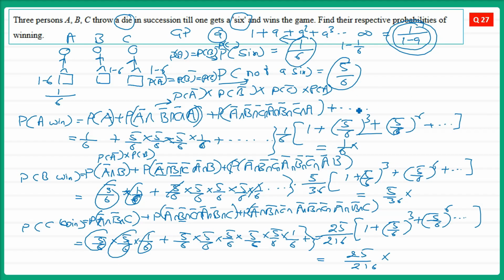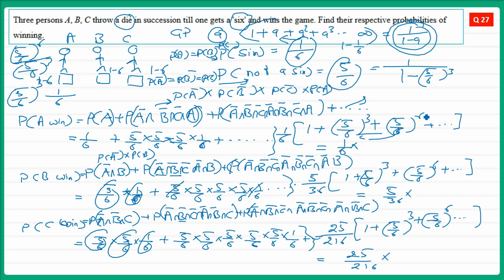Now coming to the geometric progression, because we have the series 1 plus 5 by 6 whole cube plus 5 by 6 raised to the power 6. If you divide any two consecutive terms, let me show you, it is going to come as 5 by 6 raised to 3. So you have 5 by 6 raised 6 divided by 5 by 6 raised 3, which gives you 5 by 6 raised 3. 5 fives are 25, 25 into 5 is 125. 6 into 6 is 36, 36 into 6 is 216. So you have 1 by 1 minus 125 divided by 216.